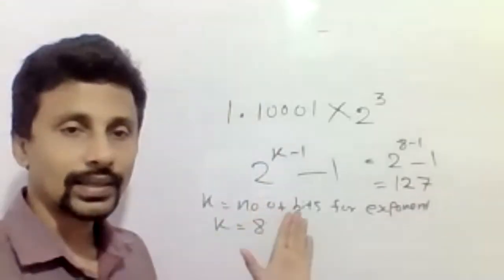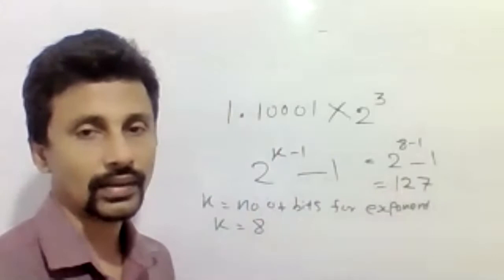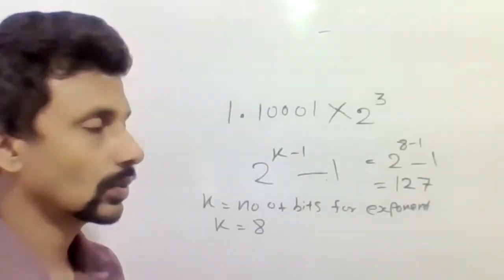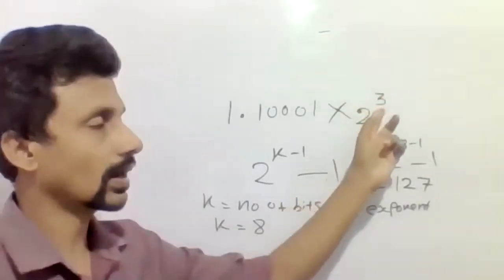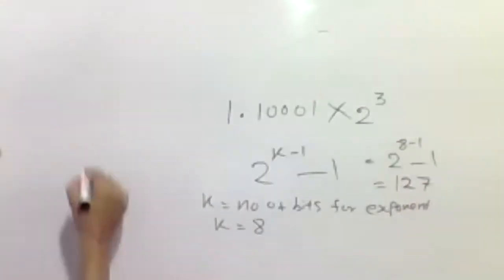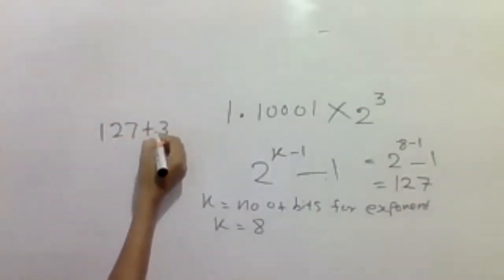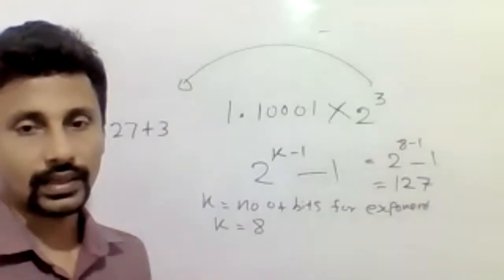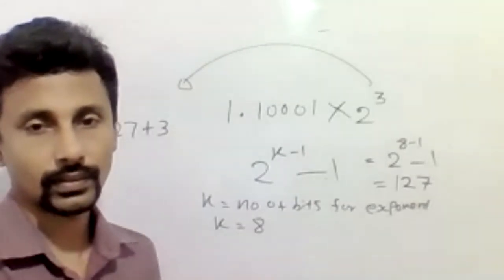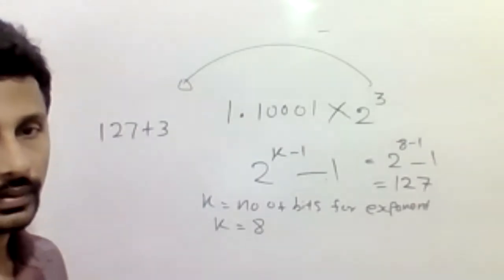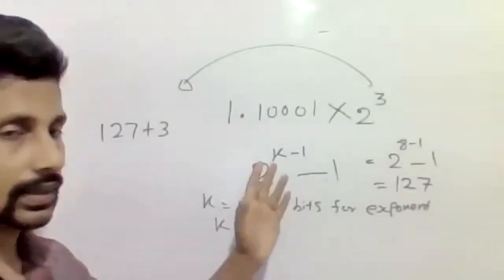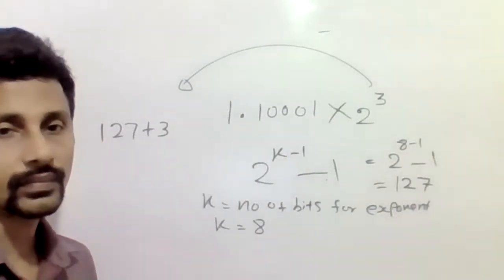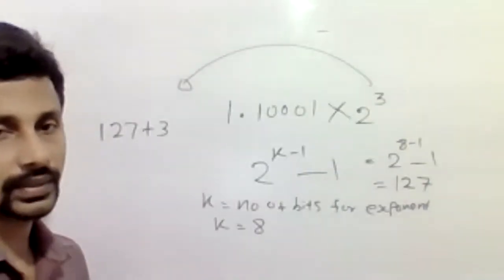So all the time, when you apply the excess K method, this is 127. That value you have to add. Bias means you have to add this part to this one. I'll write it here: 127 plus 3. 3 is coming from this one. Right? Take it down. For the exponent, I'll write this in the third step: bias the exponent by using the excess K method. Write down like this.